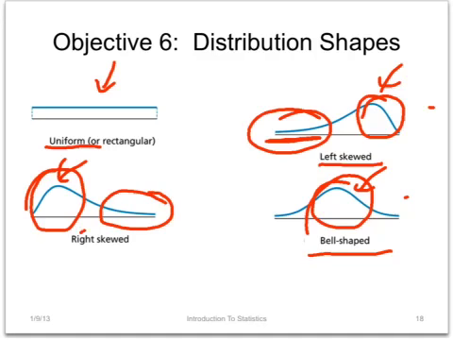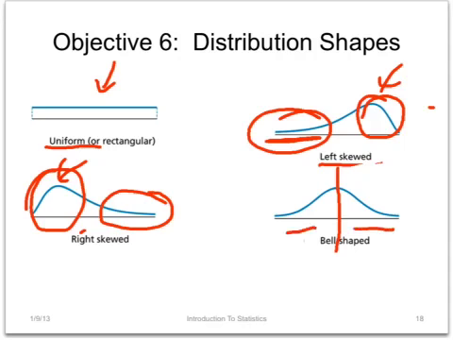And one last thing, see if I can't clear some of this off. For a symmetric distribution or a bell-shaped distribution, we can discuss what is called symmetry. And notice that if I draw a line right down the middle here, the left side and the right side are mirrored images of one another. So a bell-shaped distribution along with a uniform distribution are considered symmetric distributions.